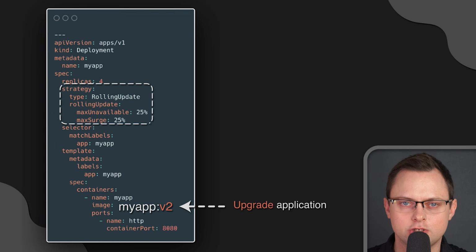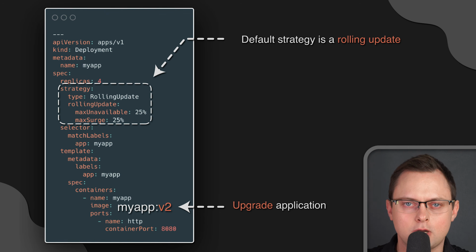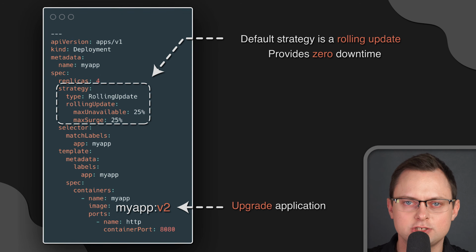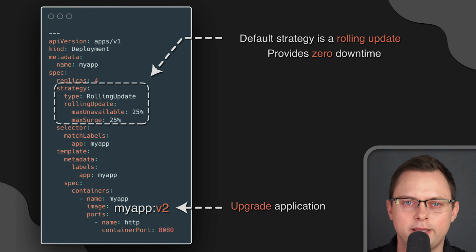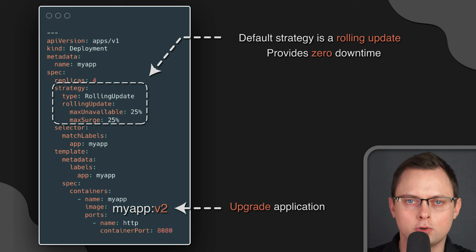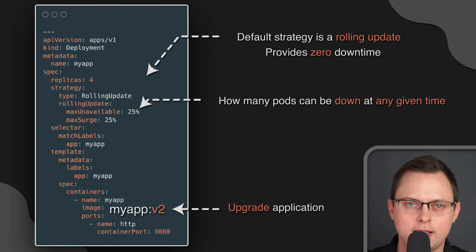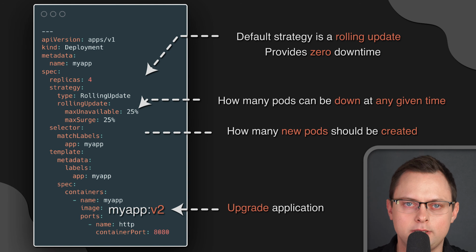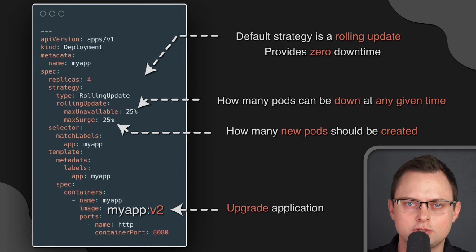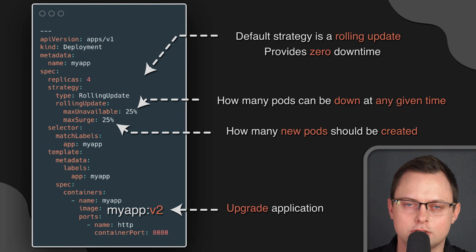The second most common use case for a deployment is to upgrade your application. The default strategy is rolling update. This approach allows you to upgrade your application with zero downtime by incrementally replacing all pod instances with new ones. You can adjust how many pods can be down at any given time and how many new pods should be created. This approach is most commonly used in production environments.